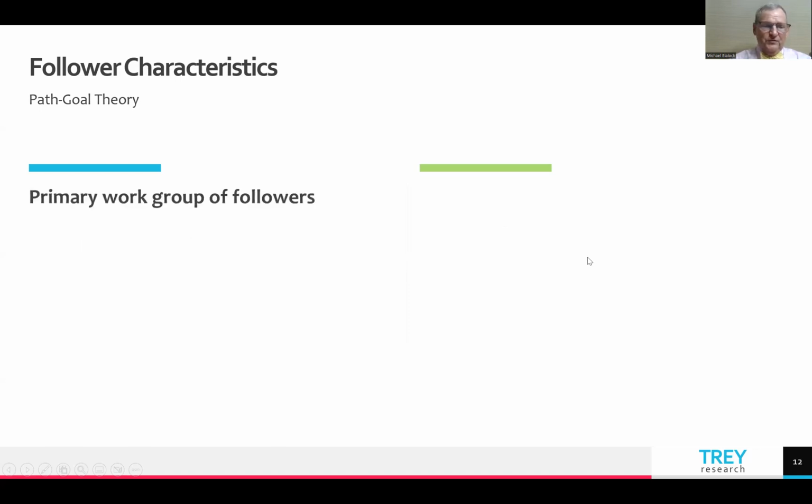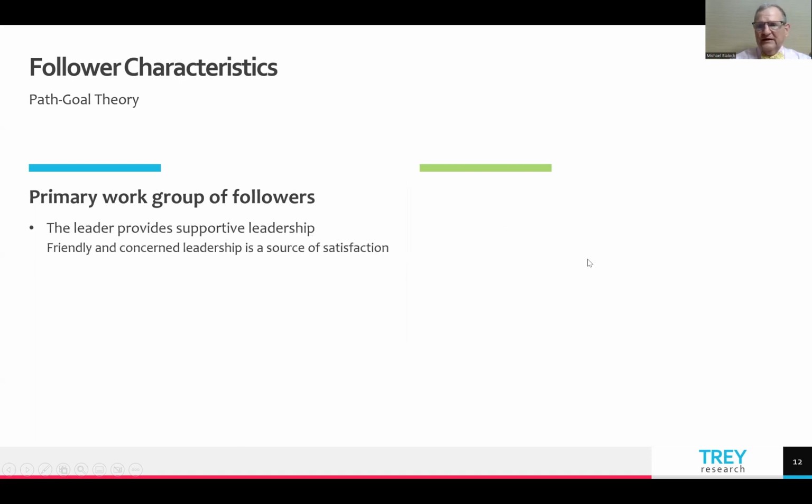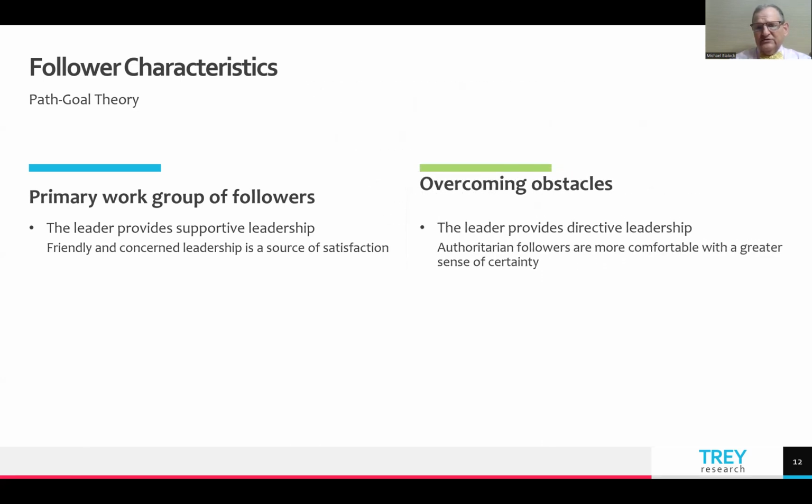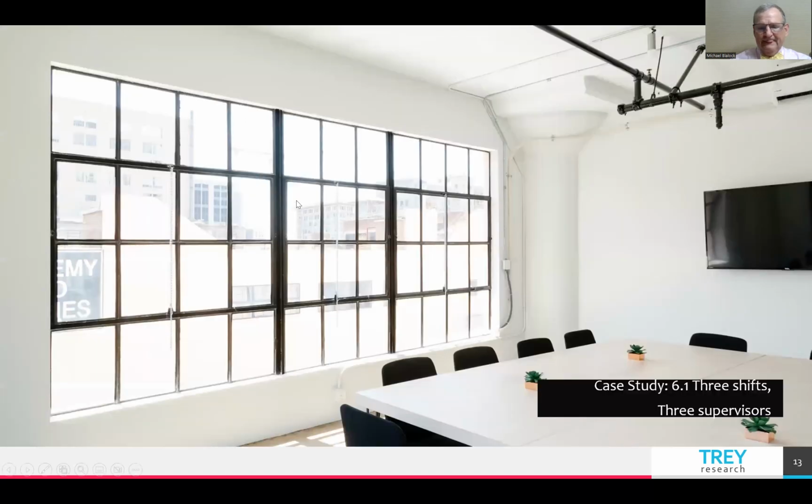You furthermore need to look at primary work groups of followers. The leader will again provide support for these folks because the friendly and concerned leadership will be that source of satisfaction. And lastly, it's always important to understand that you're overcoming the obstacles so that through directive leadership, they're comfortable with, again, this great sense of certainty.